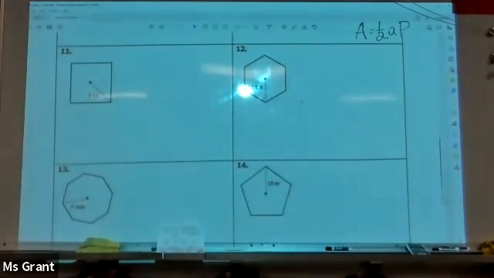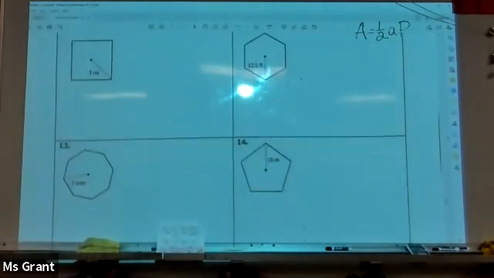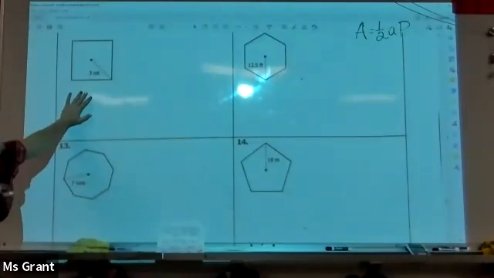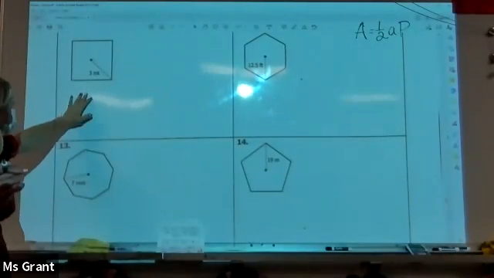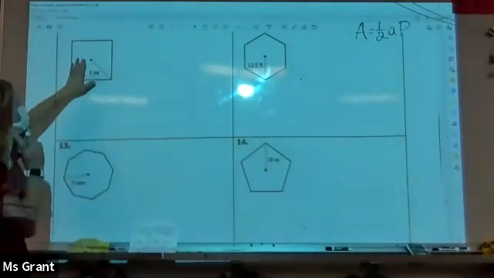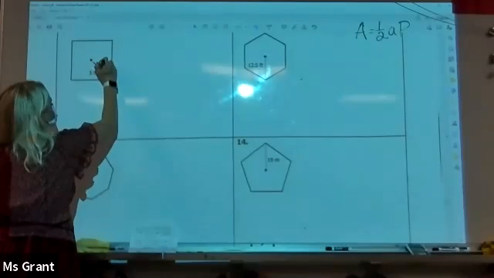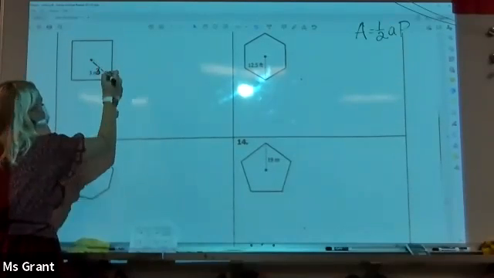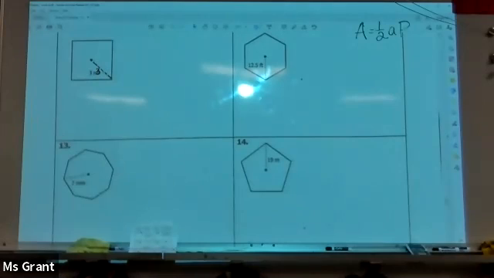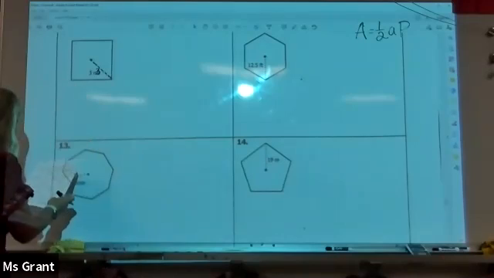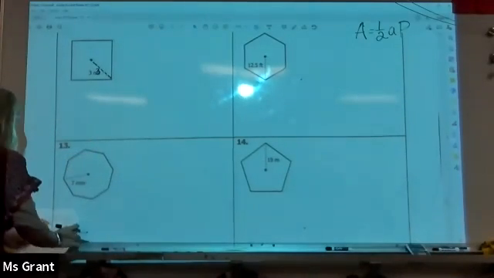I think I should scroll up just a little bit. Then I can fit them all on one board. So all I'm given is that I've got this square that has a 3. It's not even my apothem, okay? This would be something you'd say could be like the radius. But what I need to do is find the apothem.